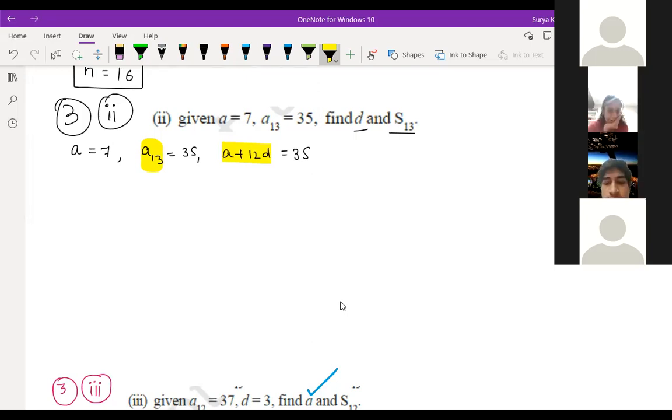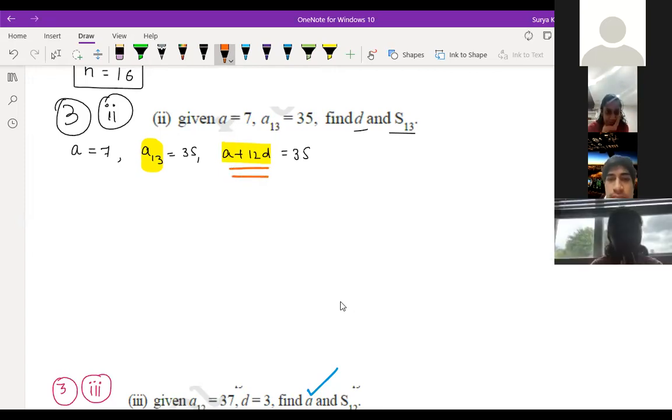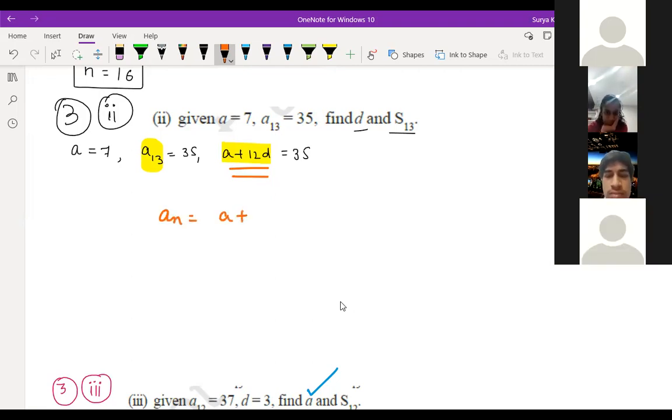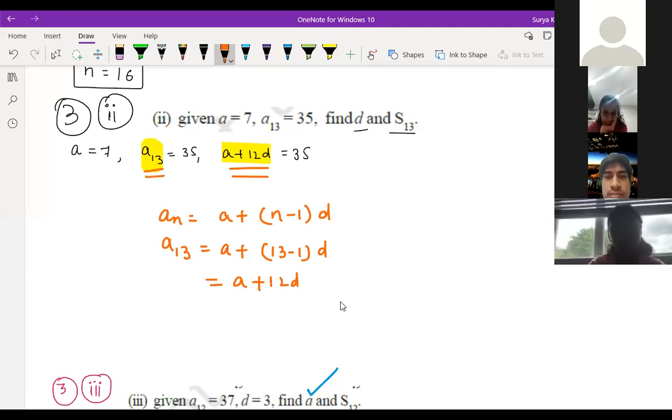Sir, can you repeat the statement you just said? See how this is coming. We know the formula now. an is equals to a plus n minus 1 into d, right? So a13 is equals to what? 13 we are writing. So a plus 13 minus 1 into d. So what do you get? a plus 12d, do you get or not? Yes, sir. So this we are writing, a shortcut method, that is a plus 12d.